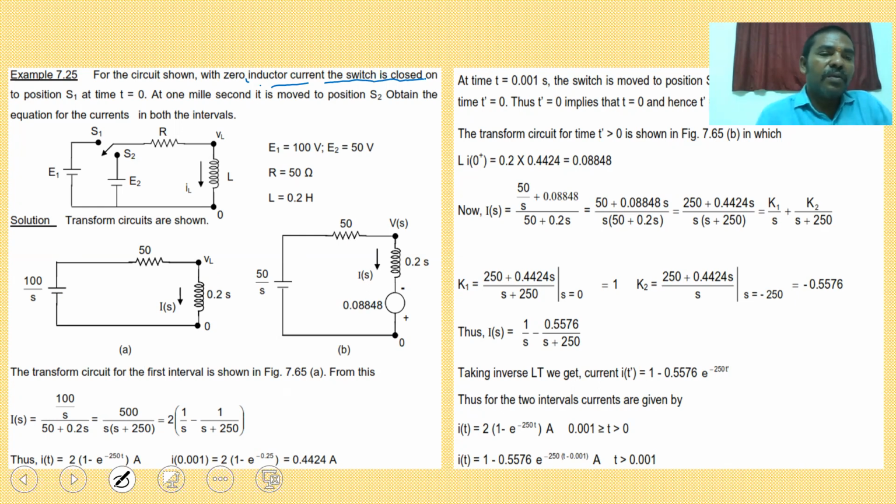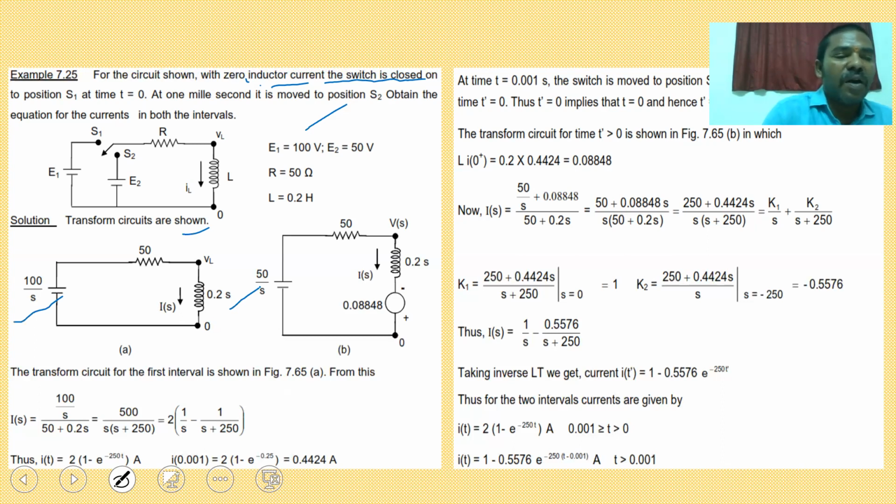Okay. So now at t is equal to 0, S1 is acting. That means the S1 switch is closed. Under that condition, your voltage value, how much they are given? E1 value is 100. So it is a step response. So you are writing 100 by S. The resistance value they are given is 50 ohms. The inductance value they are given is 0.2 Henry. So in S domain, 0.2 S.